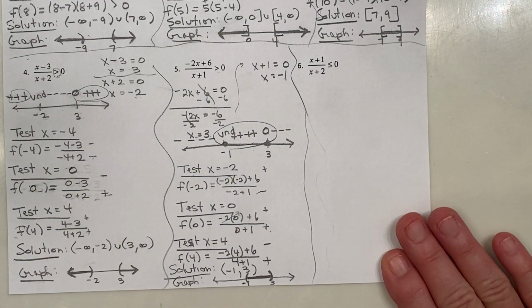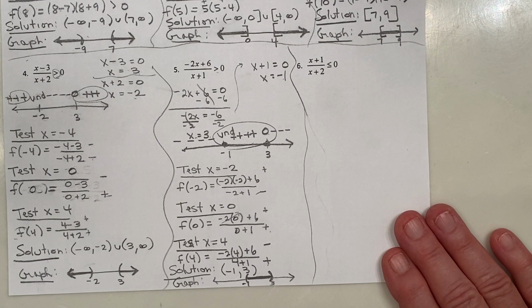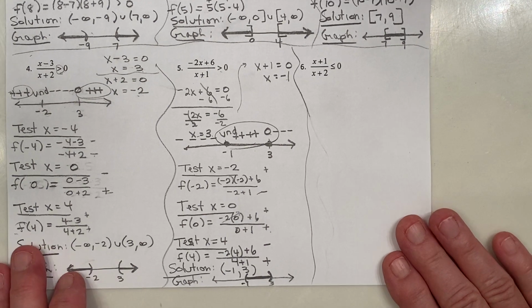Right, and I think I'm going to leave 6 for you. The worked out solution will be on my key, so you might want to self-assess, see where you're at with that rational inequality. Hope this helped.